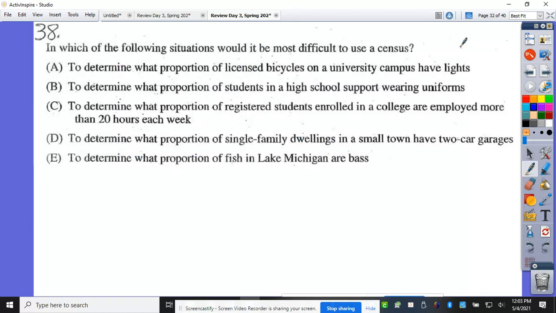All right, 38. In which of the following situations would it be most difficult to use a census? Again, honestly, 100% of people should get this problem correct unless you just didn't keep reading.